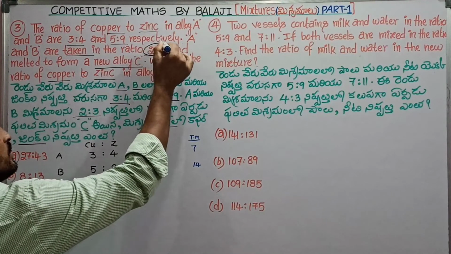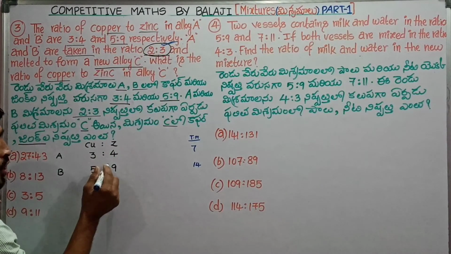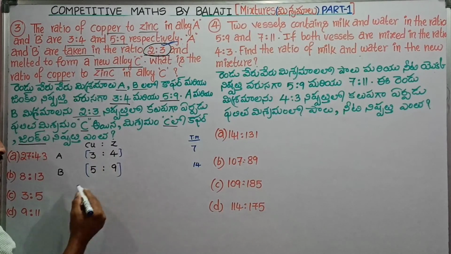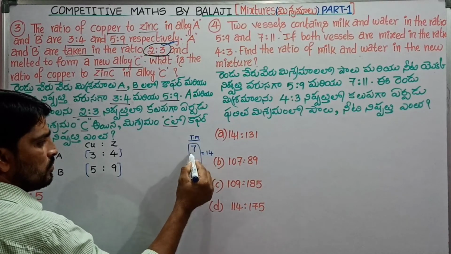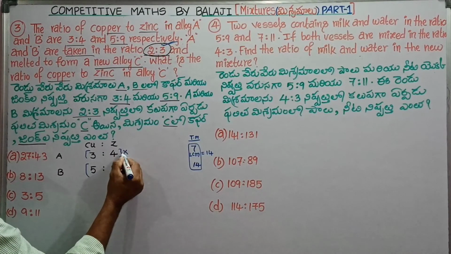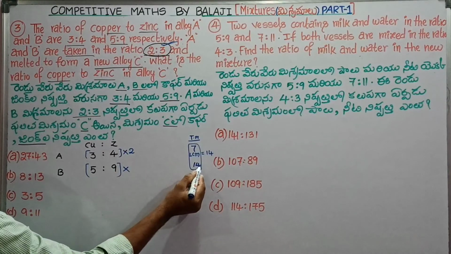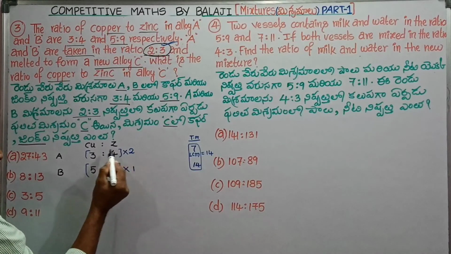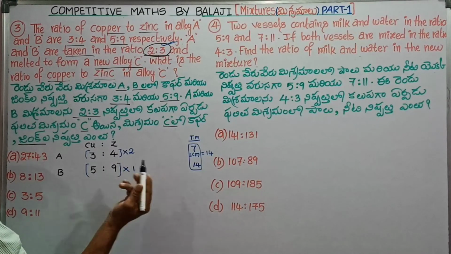But the question says that we have to make them in the ratio 2:3. Before that, they should be made equal. LCM of 7, 14 is 14. To make it 14, 7 is multiplied by 2 and 14 is multiplied by 1. Now see, 2 3s are 6, 2 4s are 8. 8 plus 6, 14. 9 plus 5, 14.